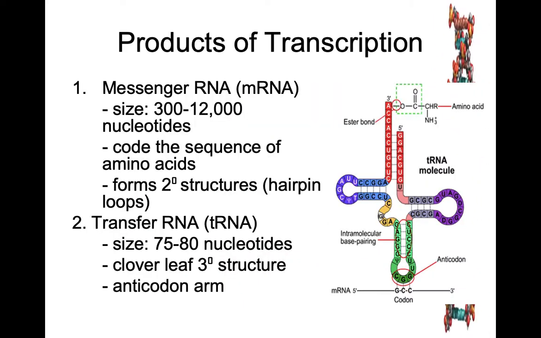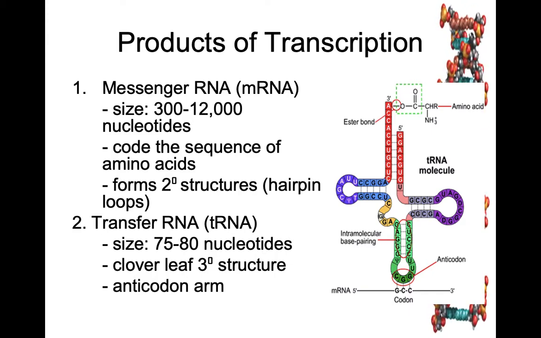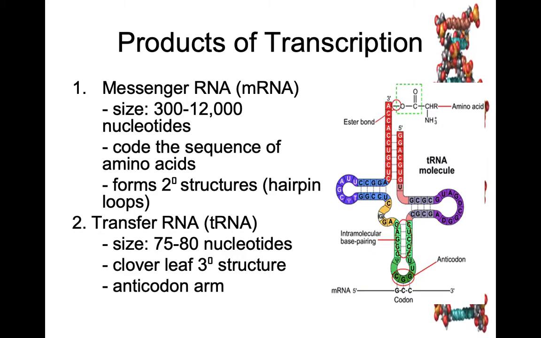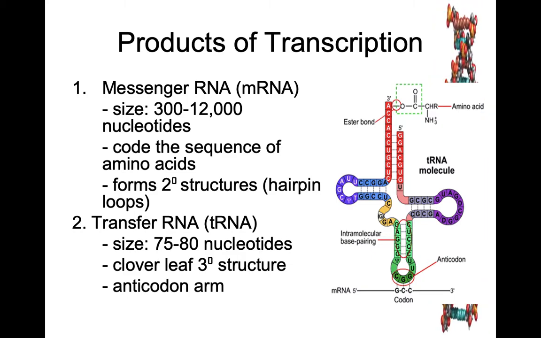Generally, we have three types of RNA outputs. We have the messenger RNA, which has a size of about 300 to 12,000 nucleotides. They code the sequence for amino acids or proteins, and they form secondary structures. They form hairpin loops, yung messenger RNA. While transfer RNA forms tertiary structures. Unlike messenger, mas maikli ang transfer RNA, usually less than 100 nucleotides.